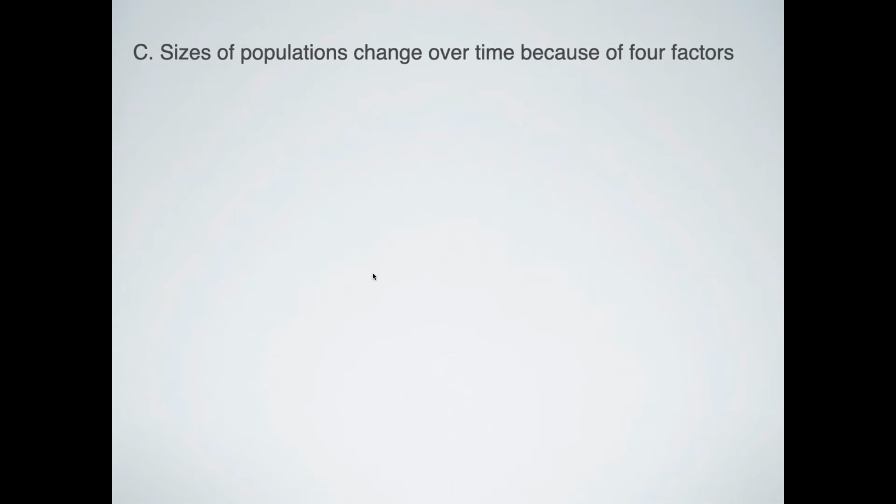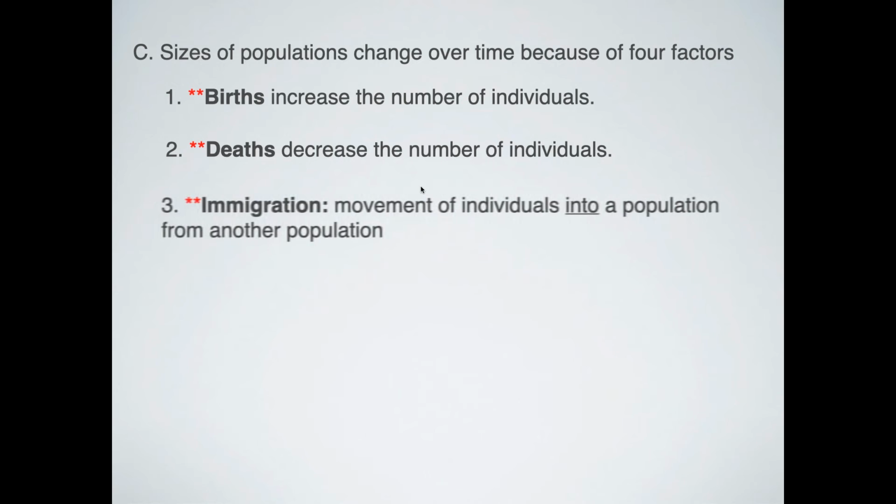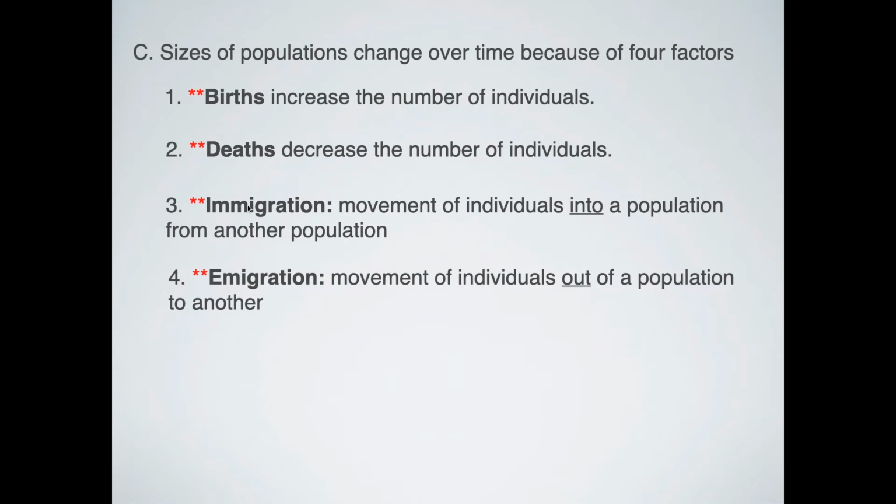Now, what are the 4 factors that affect the size of a population over time? Well, the 2 most obvious ones are births and deaths, right? So the more births you have, you're increasing the number of individuals. The more deaths you have, the more you're decreasing the number of individuals. But there are 2 other ones, immigration and emigration. Immigration is movements of individuals into a population, so their population goes up. Emigration is the movement of individuals out of a population, so the population goes down.